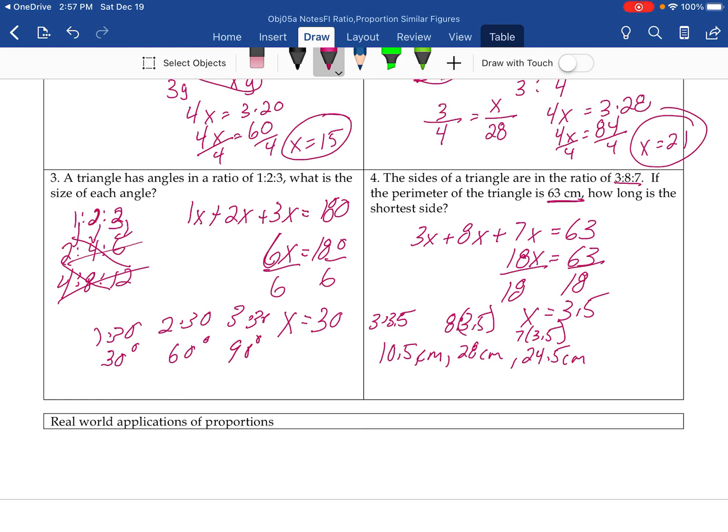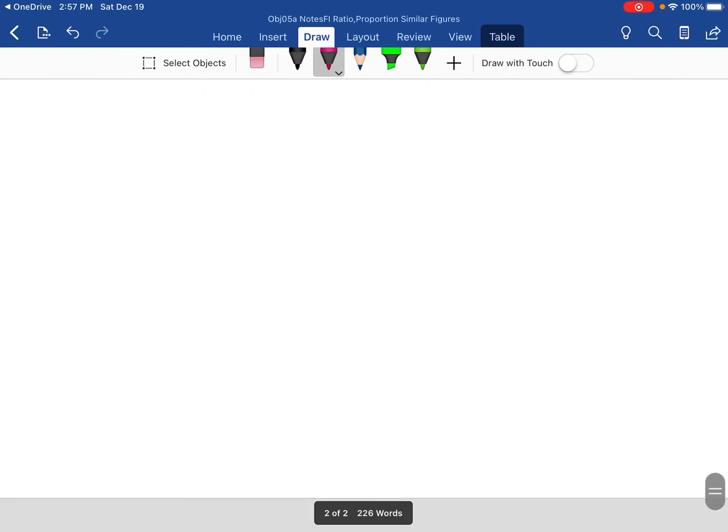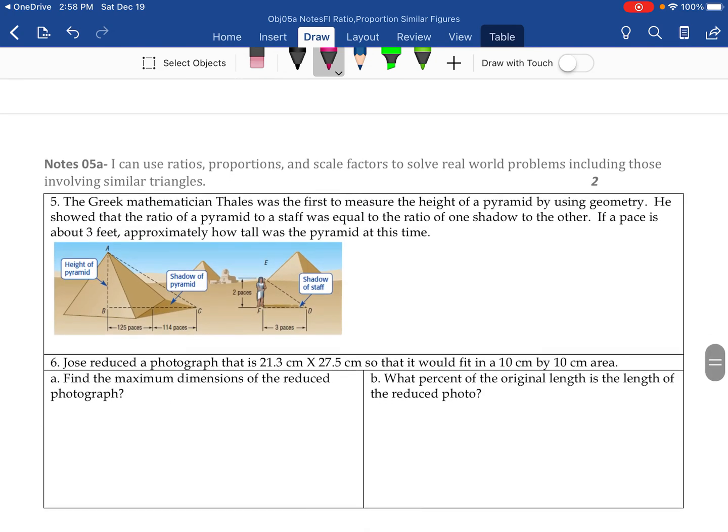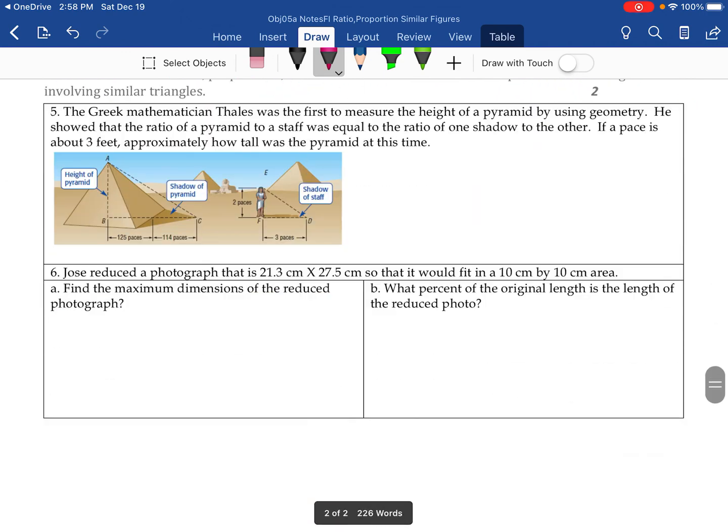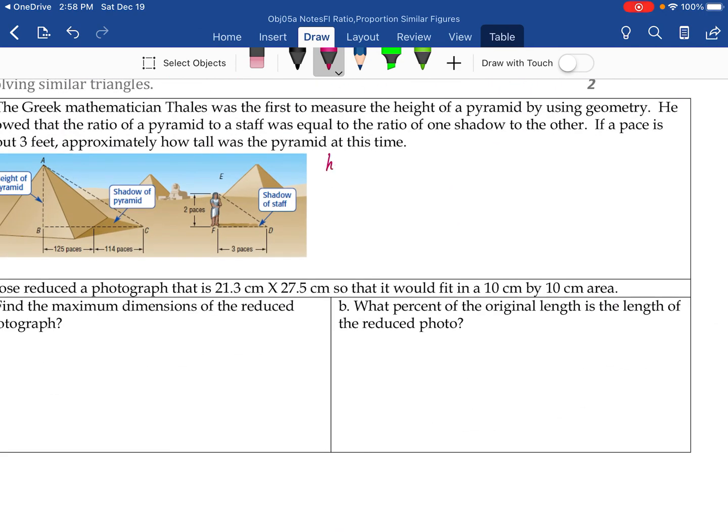All right, so proportions are really important when it comes to real life situations too. This is kind of an interesting one. The Greek mathematician Thales was the first to measure the height of a pyramid by using geometry. He showed that the ratio of the pyramid to the staff was equal to the ratio of one shadow to the other. So they're proportionate. So you can do height over shadow equals height over shadow.